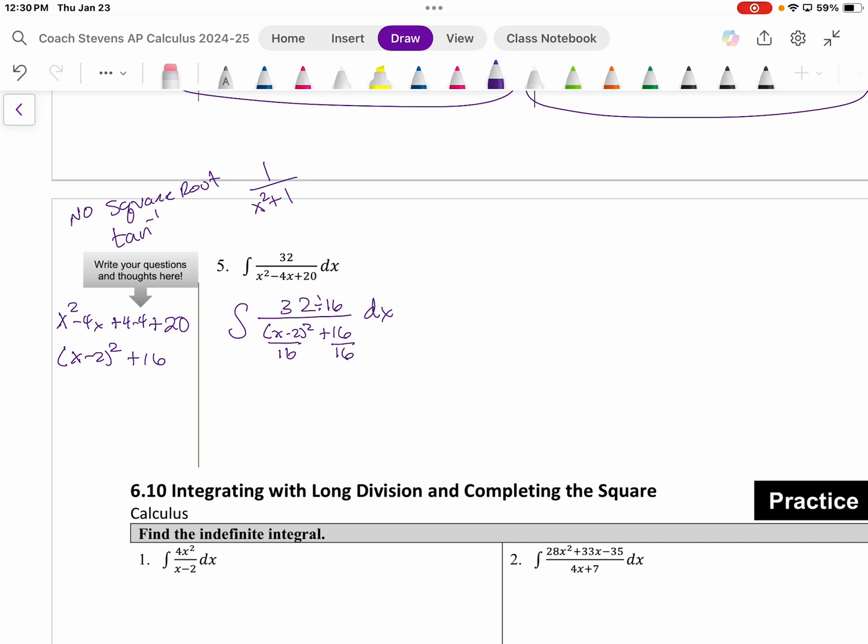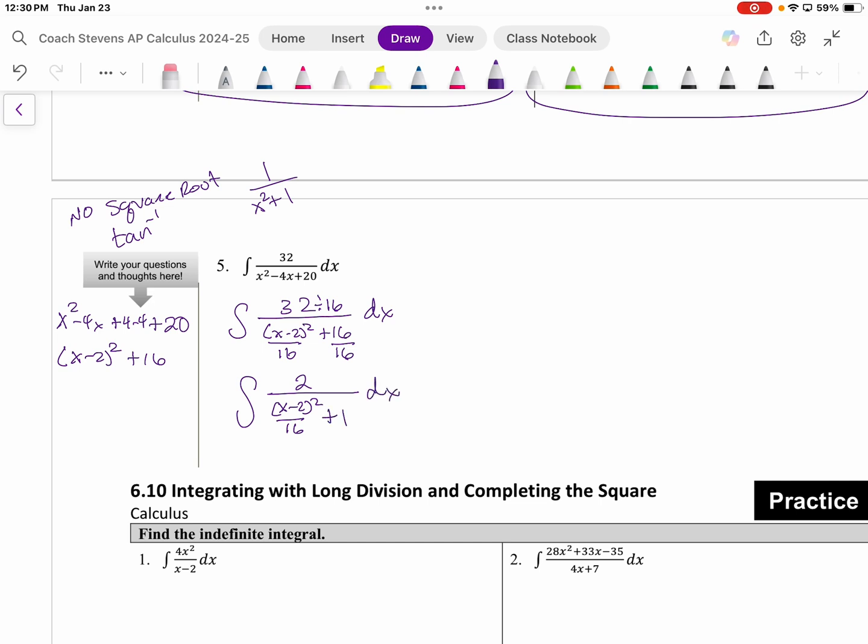Everybody gets divided. Not just that one part, and not just the bottom, the whole problem, because it goes back to the properties of equalities. I've got to divide equally across the whole problem. So what does that give me? That gives me the integral of 2 over, I'm going to do this in stages, x minus 2 squared over 16, and then plus 1 dx.